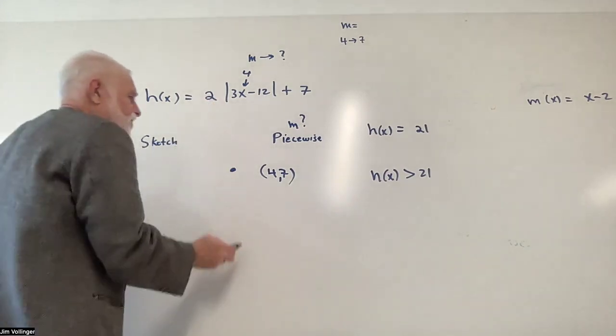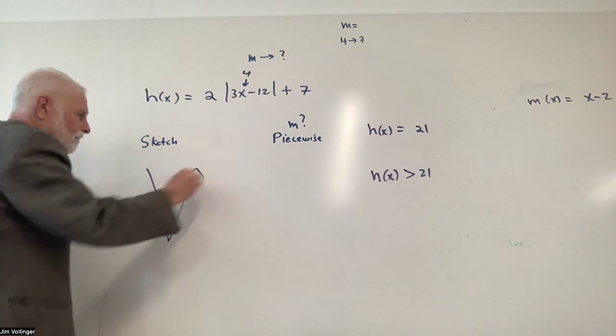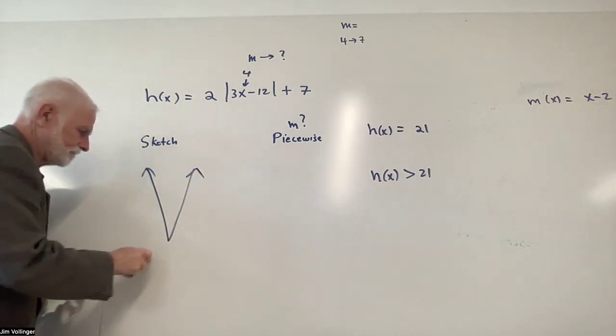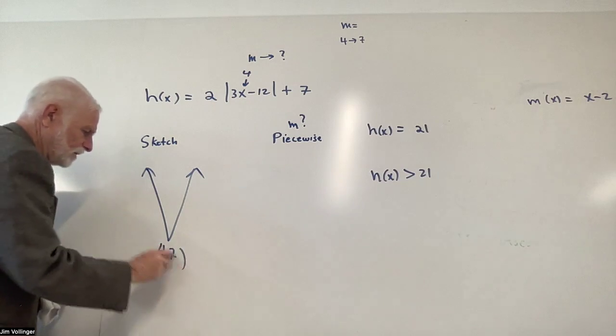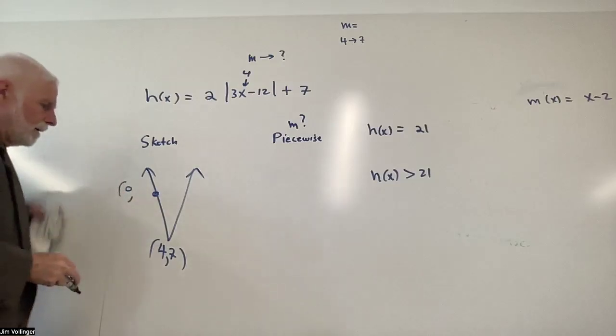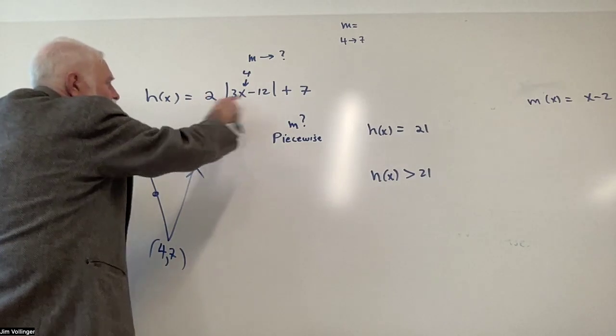All right, so this is cup shape up. So let me graph it over here. Yep, cup shape up. 4 gets me 7. My y-intercept is to the left of 4. So I plug a 0 in and I get 12, 24, 31.